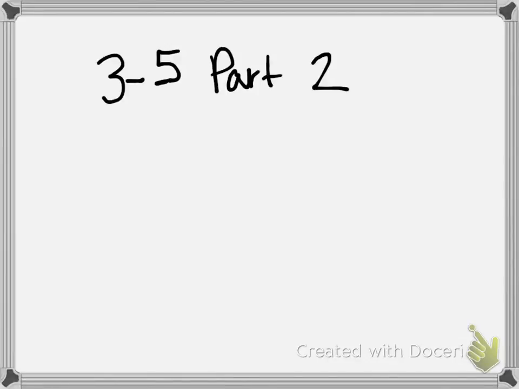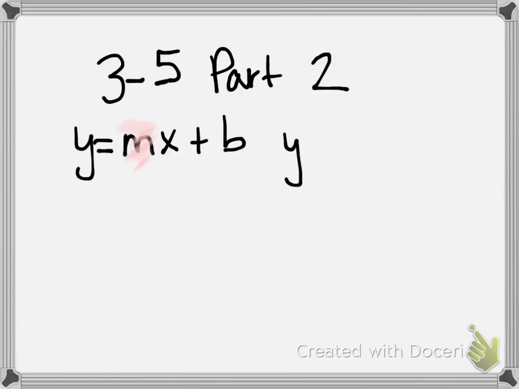So in this lesson, it's the second part of 3.5, and we're still dealing with slope-intercept form, which was y equals mx plus b. Let me just refresh your memory a minute. The m in y equals mx plus b was slope. So if you had an equation that looked like this, you would know that your slope of that line would be 2. So rise over run is 2.